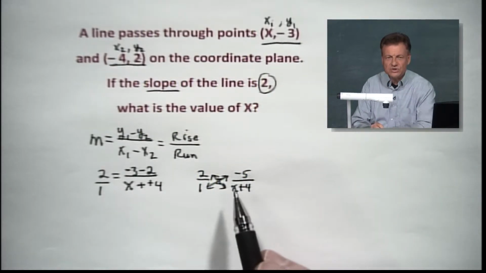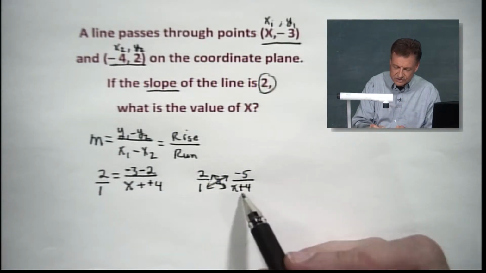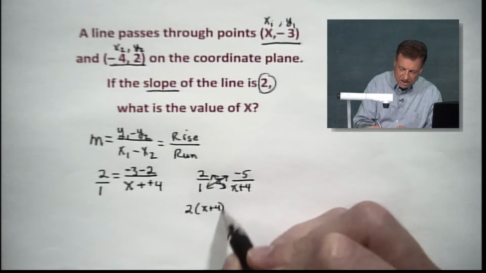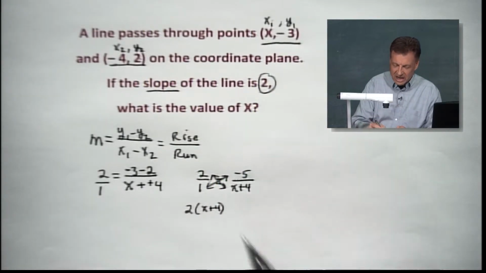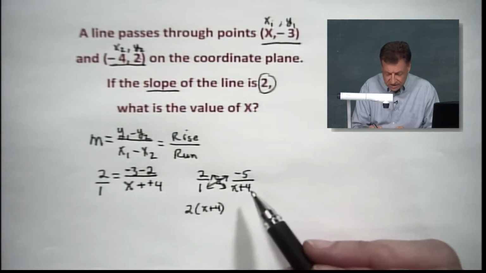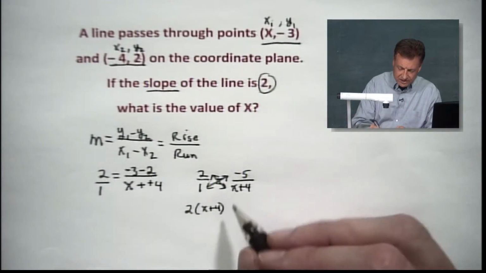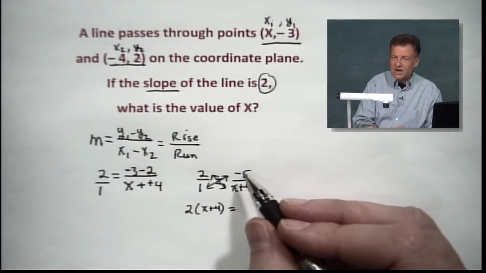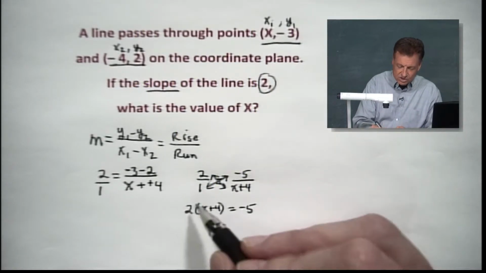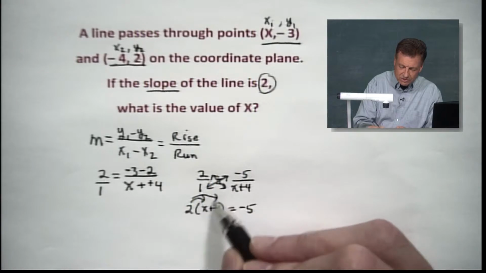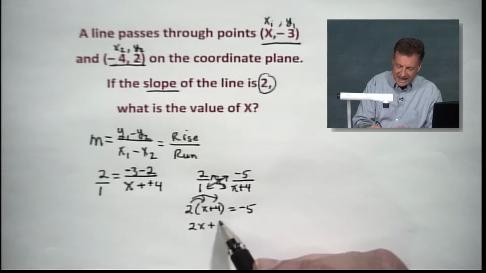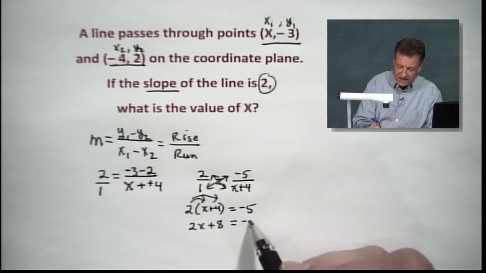Remember, when we say 2 times, we want to say 2 times x plus 4. Notice I put in parentheses because the 2 not only hits the x, it's got to hit the 4. You've got to double everything as you run through there. It equals, on the other side, a 1 times a -5. That one's easy, -5. Distribute, distribute. And I get 2x plus 8 equaling -5.